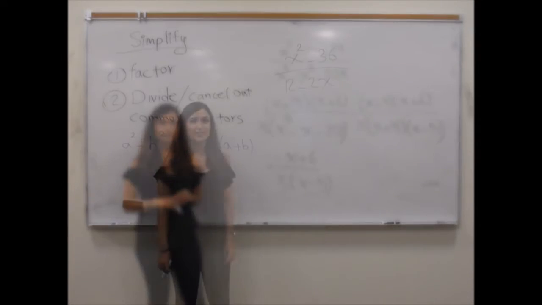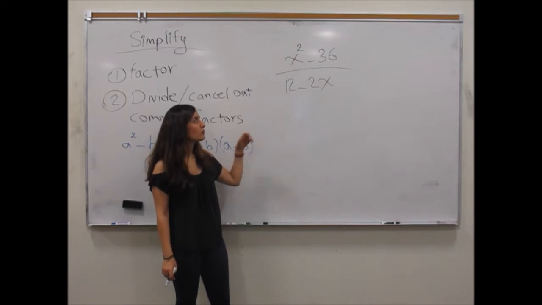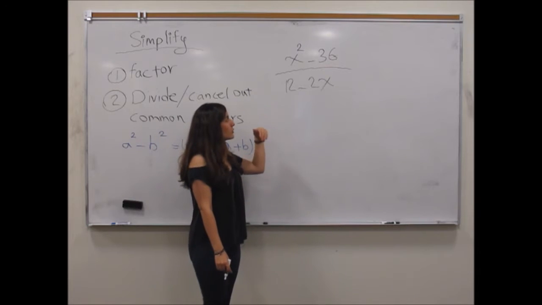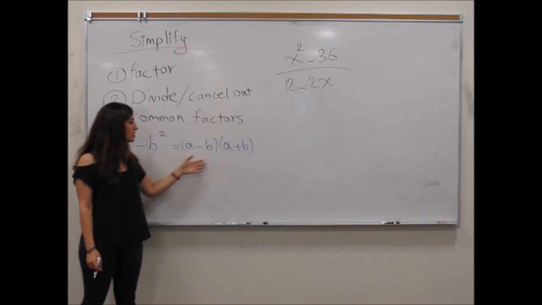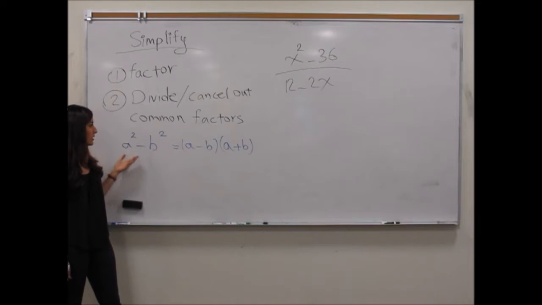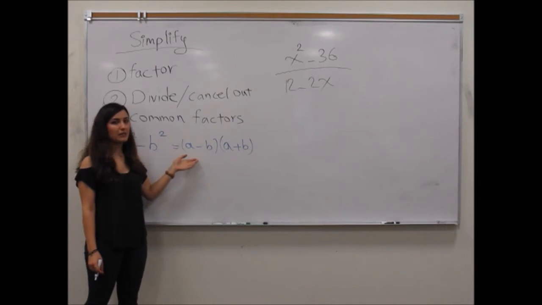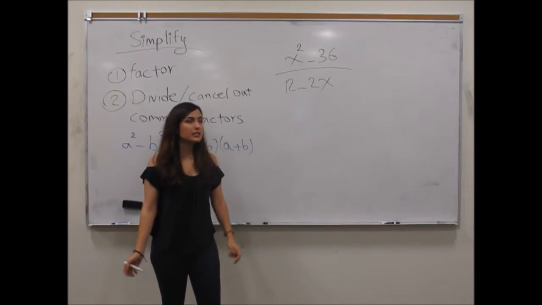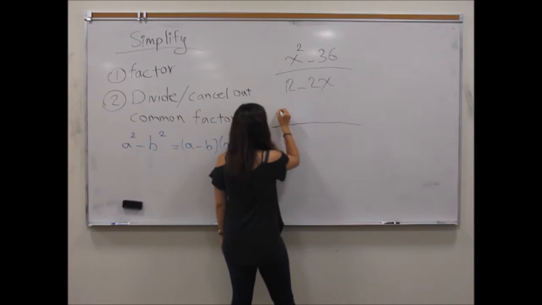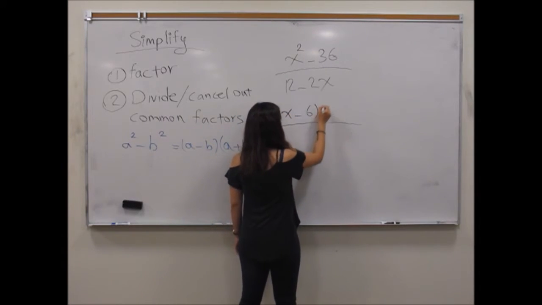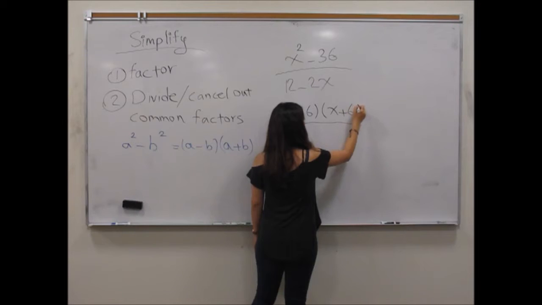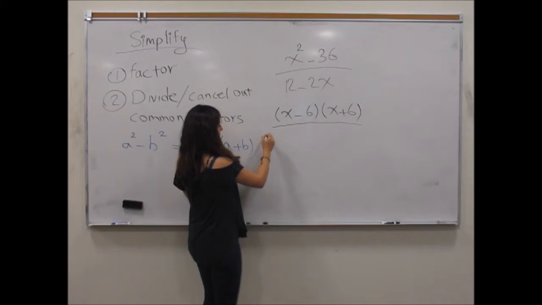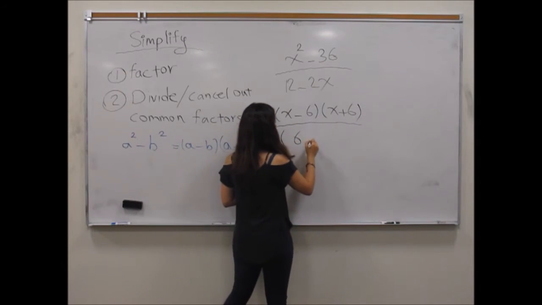So that's that. Okay, so let's look at this example. I have x squared minus 36 over 12 minus 2x. So for x squared minus 36, we can use difference of squares. So a squared minus b squared is equal to a minus b times a plus b. So if my a is x and my b is 6, I can write that as x minus 6 times x plus 6. And then for the denominator, I can factor out a 2, and I would get 6 minus x.